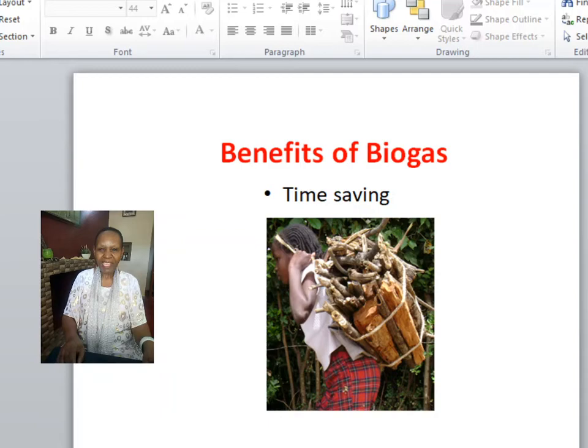So you find that if, for example, you have biogas, all you need is to mix the waste with water, put it in a container, and there the gas is produced. But if you are cooking using firewood, then especially women and children, who are tasked with cooking and searching for cooking energy, lose time, and biogas will save them that time to use it for other activities.